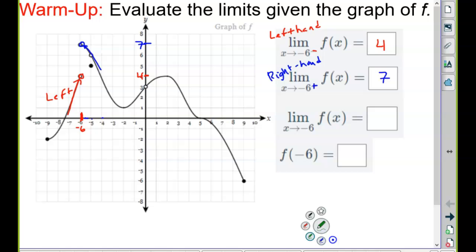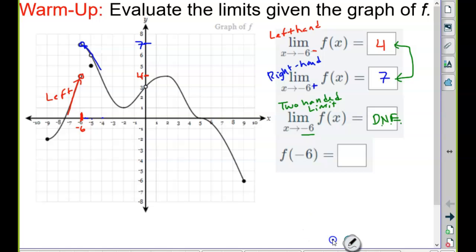Now, we have the right-handed and the left-handed limit. When there isn't a marking and it's just the -6, we call this the two-sided or two-handed limit. And the only way that exists is if the left and the right are equal. If the branches of the graph were fingers, they'd have to touch, right? And in this case, they don't. So in this case, this limit does not exist.